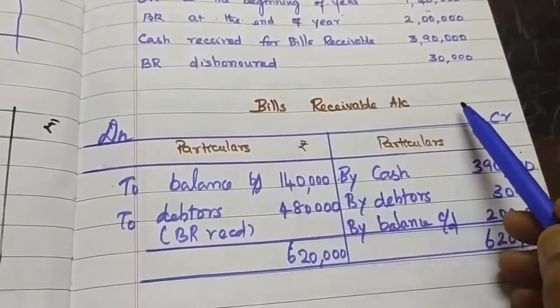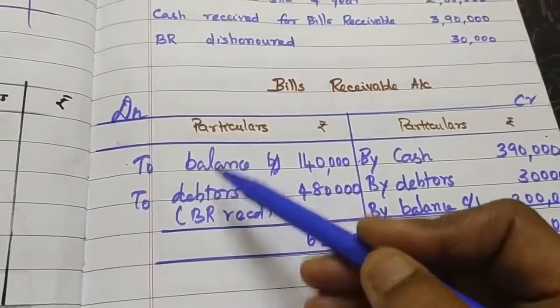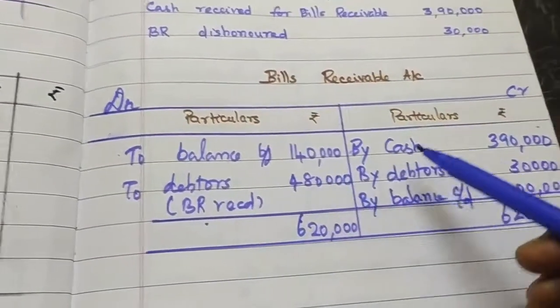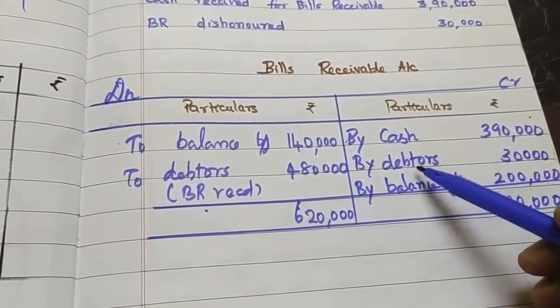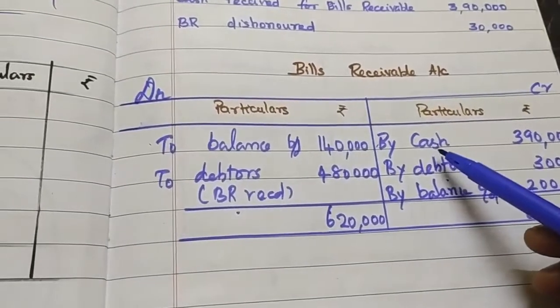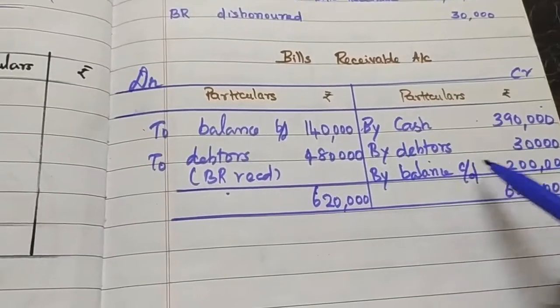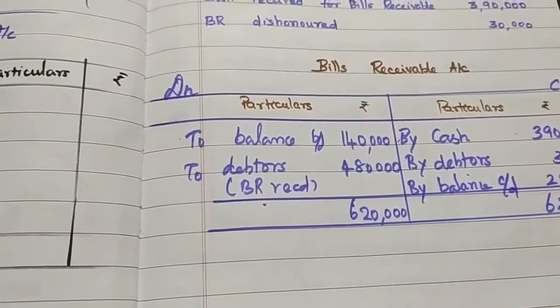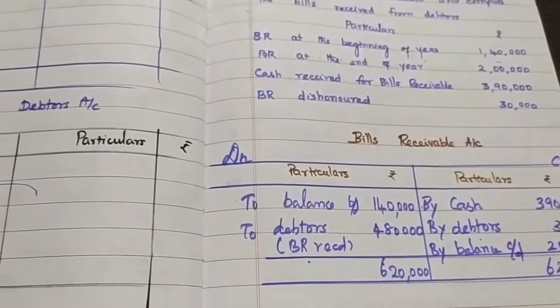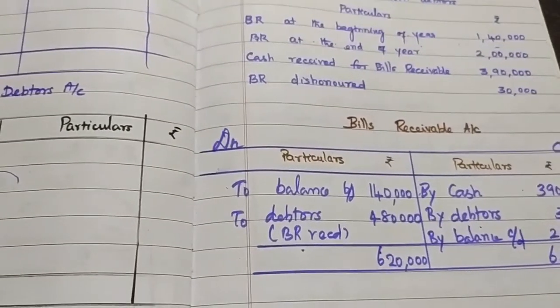So in this bills receivable account, to balance, below that bills receivable received, and in the credit side this is honored, this is dishonored. Honored means we are writing by cash, dishonored means we are writing by debtors. Then we are writing like this. Hope you have understood how to prepare bills receivable account.